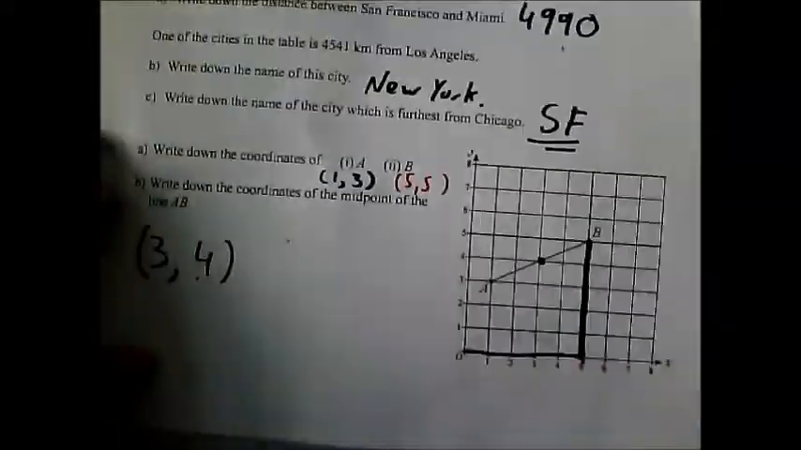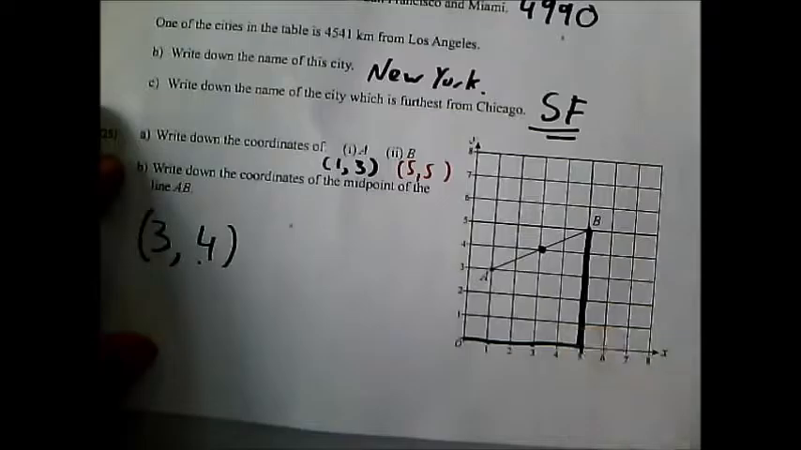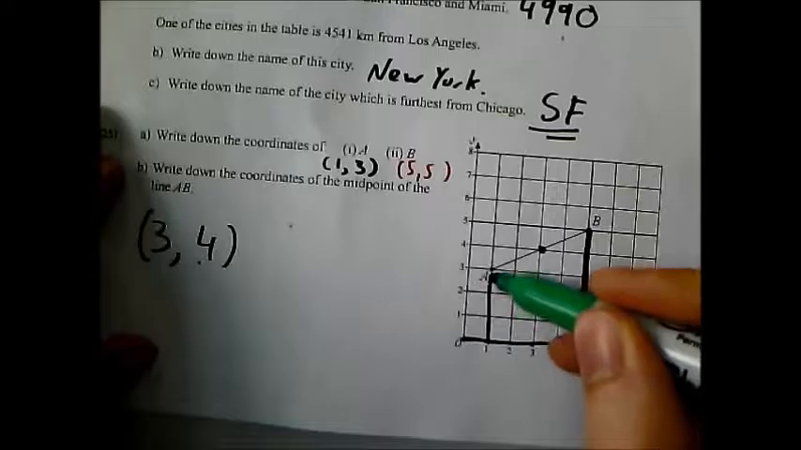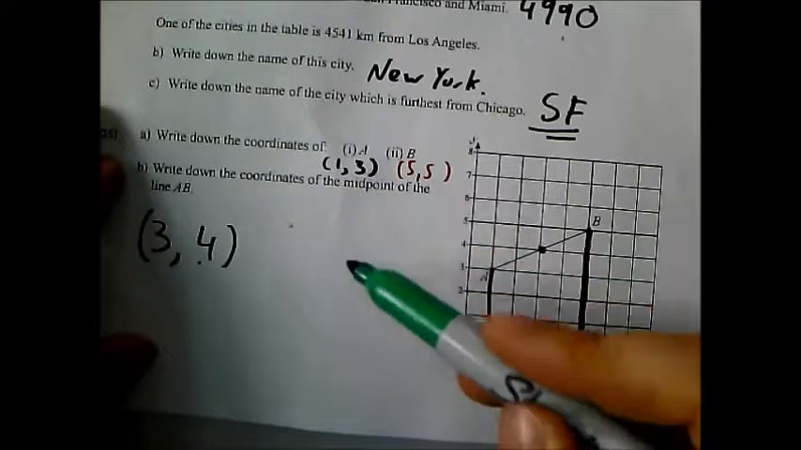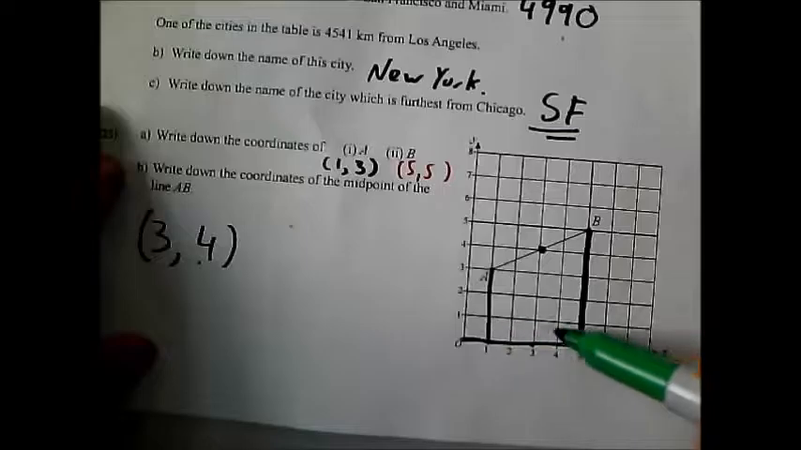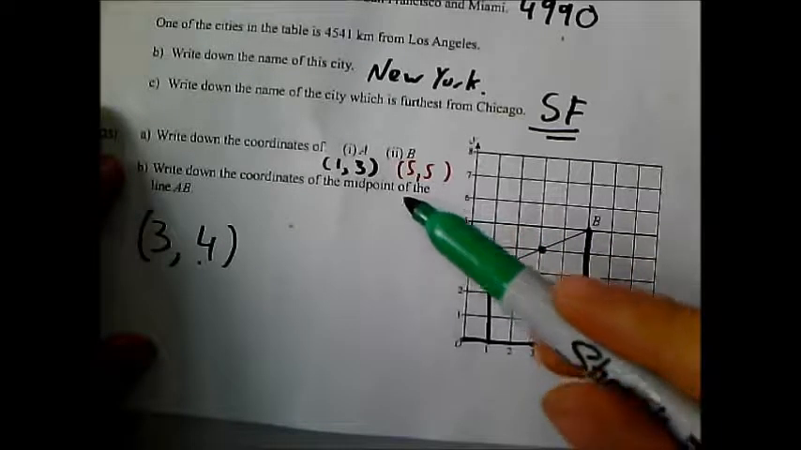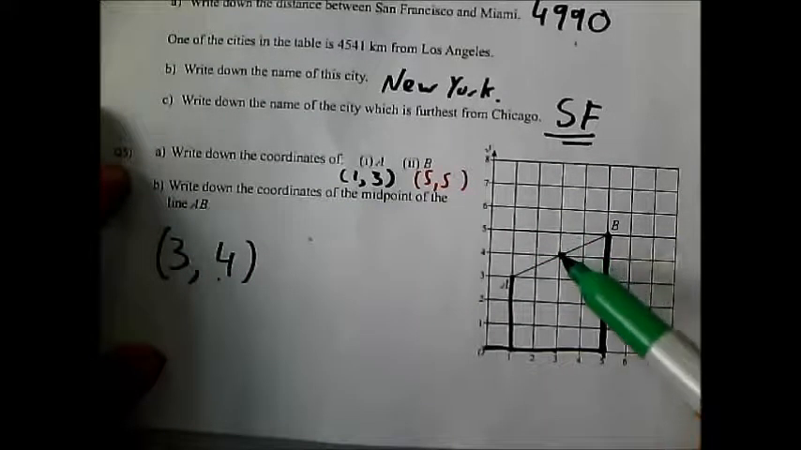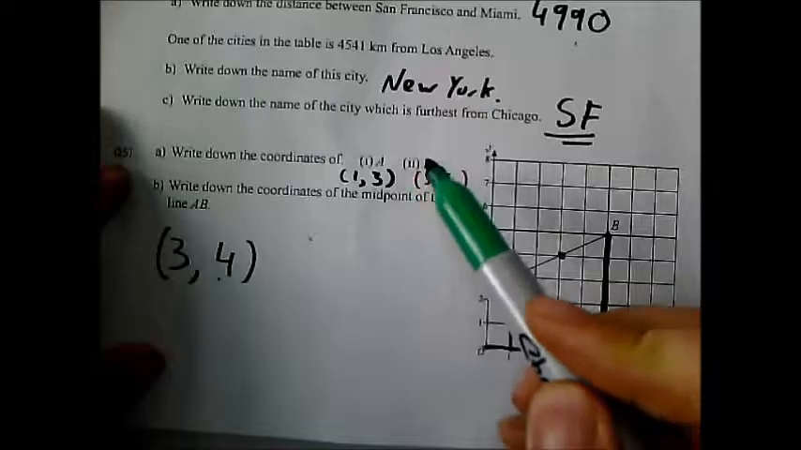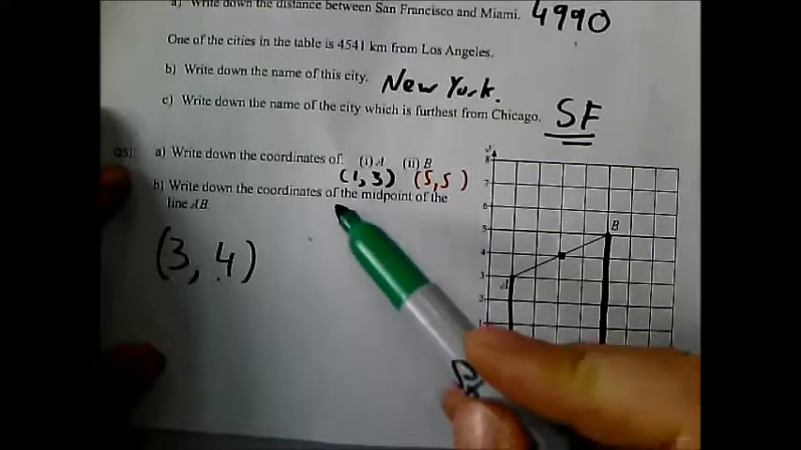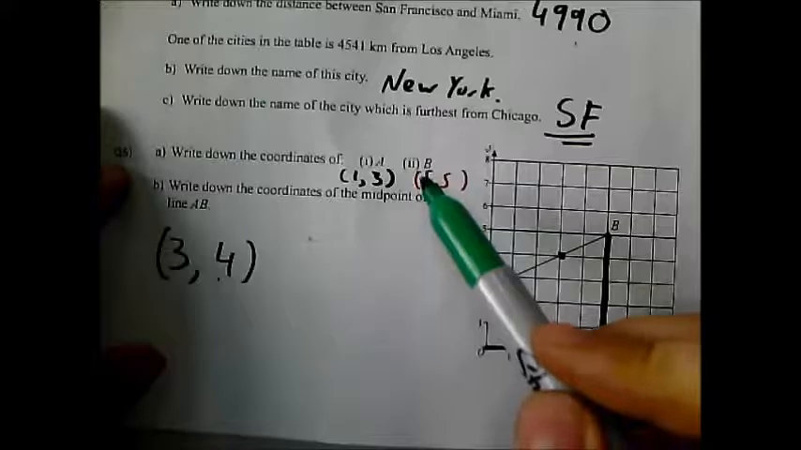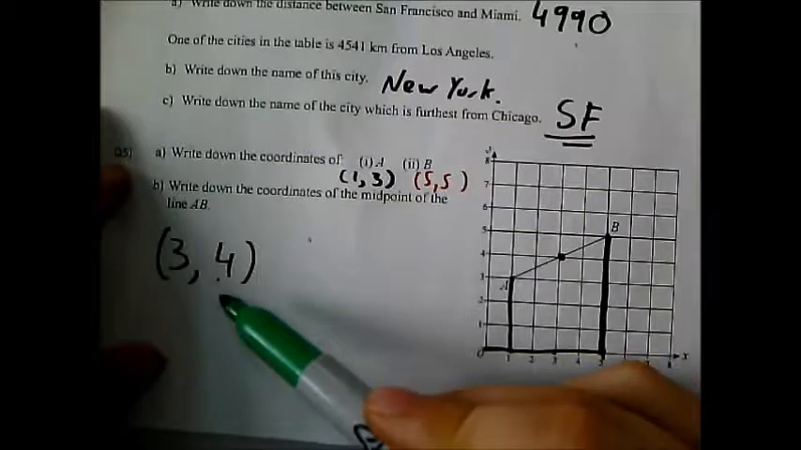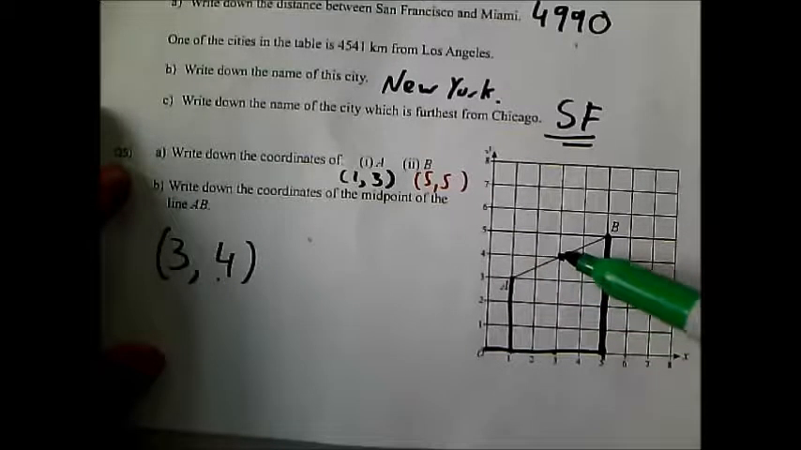Okay, last question. The coordinates of A. So, we go across 1 to get to A, and up 3. So it's 1, 3. For B, you go across 5, up 5. So it's 5, 5. To get the midpoint, you can either draw it graphically, or you can add the x coordinates and the y coordinates and divide both by 2. So 1 plus 5 is 6, divided by 2 is 3. 3 plus 5 is 8, divided by 2 is 4. And you can see graphically that 3, 4 is the midpoint.